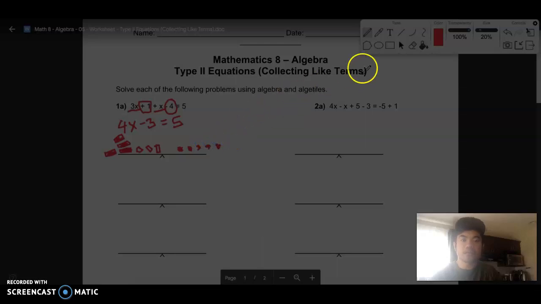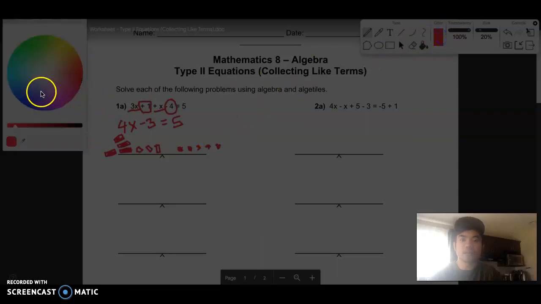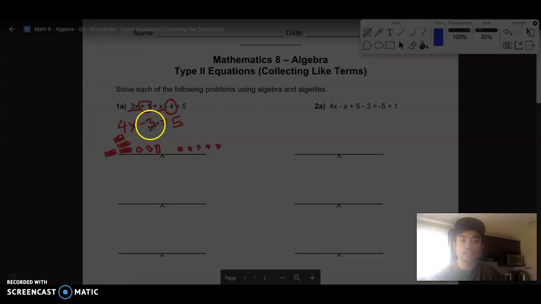Very good. Now, for my next step, we need to get rid of negative 3. How do we get rid of negative 3? Well, you just have to do the opposite. You need to add 3 on both sides. So look, I'm going to add 3 here: 1, 2, 3. Whatever I do on the left, I do to the right: 1, 2, and 3. This one goes away.